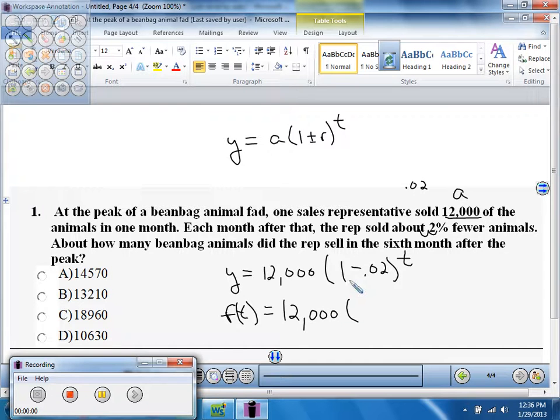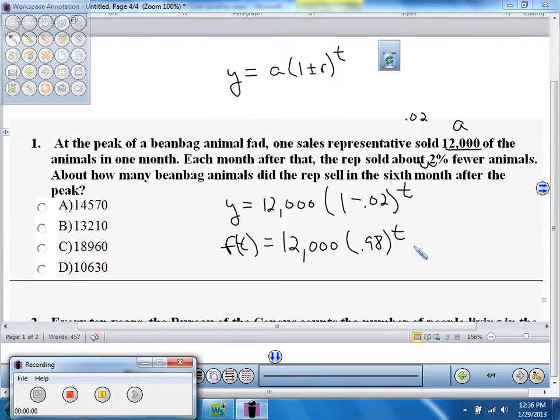But I'm going to go ahead and clean this up so I get 1 minus 0.02, which would be 0.98 to the t power. So if you're asked to model it or make a function, that's all you'd have to do. Now to figure out how many beanbags he's selling in 6 months, we simply put 6 in for t. We're told that it's 2% for every month, so t will be in months for this one.